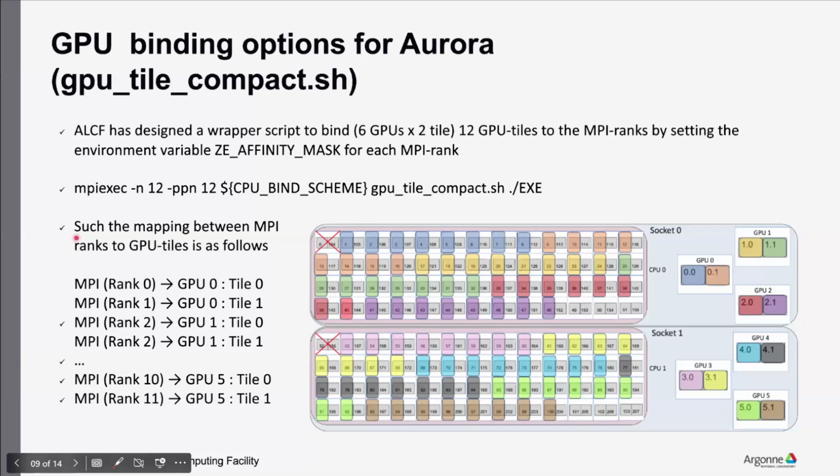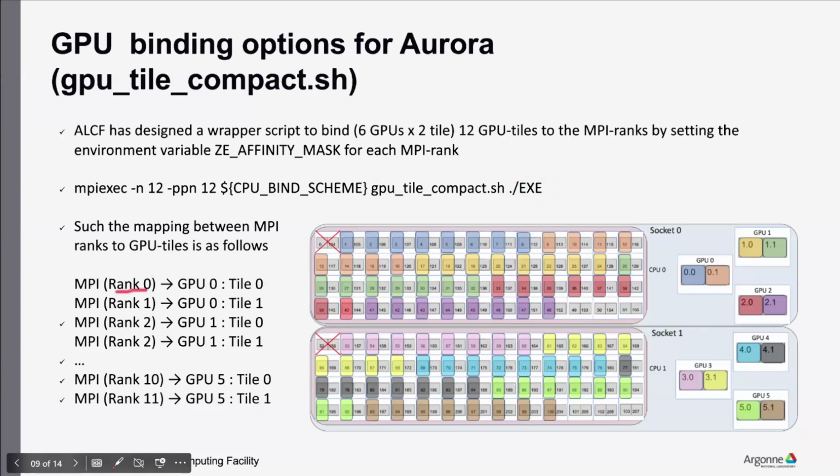So as we mentioned, we have this wrapper script that we designed to explicitly bind each tile to the MPI ranks by setting the ZE affinity mask. In order to use the script in your MPI exec, you would set the CPU binding scheme as we showed previously, and then just insert this GPU tile compact.sh just before your executable and your arguments.